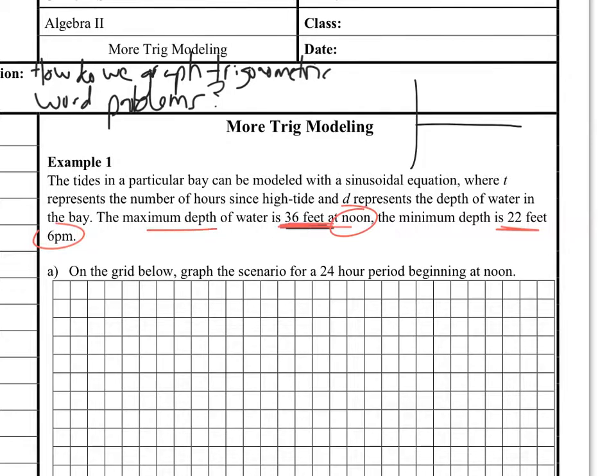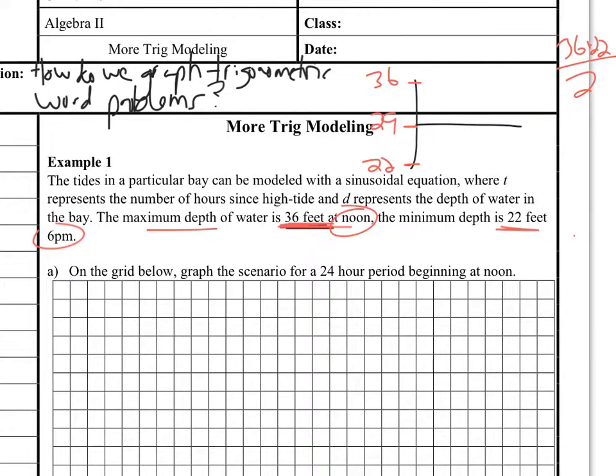It's going to be up at 36. So we have a maximum at 36, and we have a minimum at 22. It told us that. We've got to find the middle. You can just kind of count to the middle, it's your choice, or you can add them up and divide by 2. If you do 36 plus 22 and divide by 2, that's going to give you the middle. It works out to be 29.